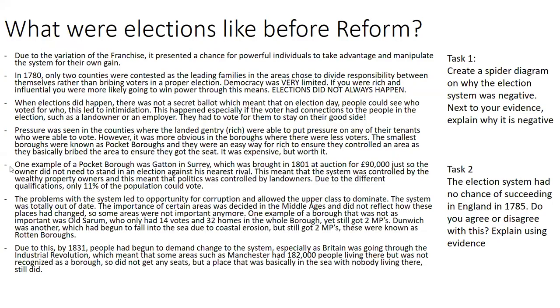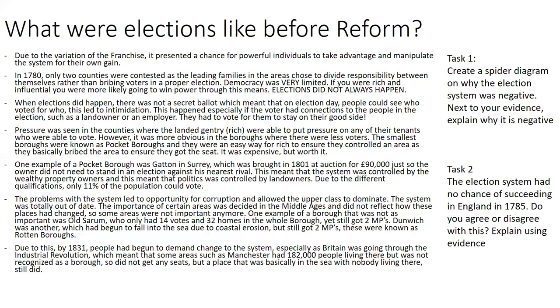The last task for this video for year 11 and year 12. What were elections like before reform? Now, you lot wouldn't know what an election is like because you're not old enough to vote yet. But basically, if you go to vote, you have to register. Then you'll be given an election card. You don't have to take that with you. You'll be told where to go on the day of an election. Give your name, give your address, put a cross in a box, and go home.